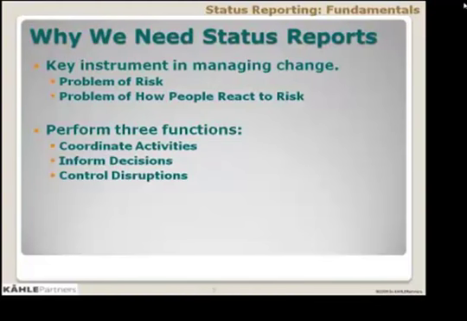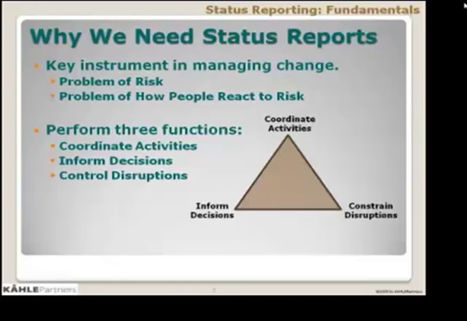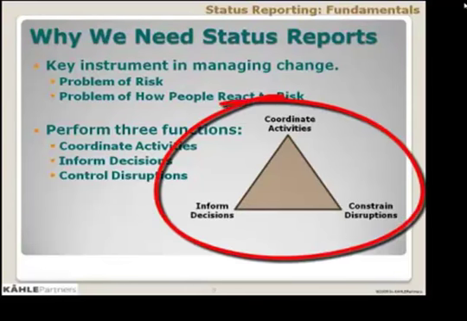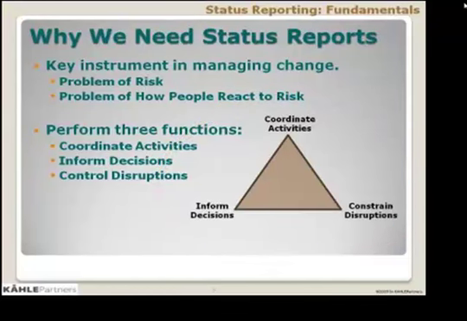In fact, these 3 functions tend to work together in unison, and we convey this in this triangle here, where all 3 components influence the potential forces of disruption in your project. And what we're going to do now is we're going to walk through each one of them to give you a better feel for how status reports perform these functions.